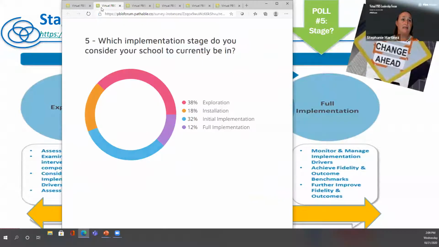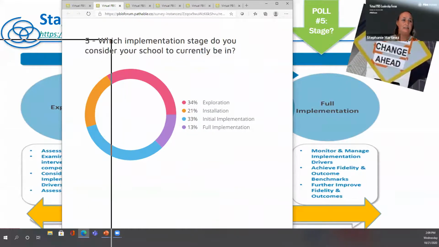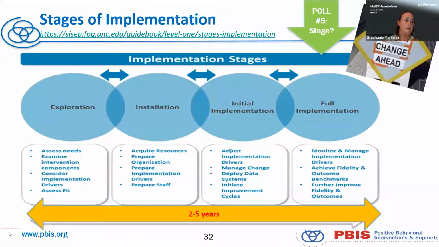Give you a couple more seconds for voting. And so Heather has brought that up. And it looks like what I expected, about 37% of you are exploring right now where you want to be, and about 20% are at that initial, 32% initial implementation. So the majority of you are just at the very beginning stages. Thank you, Heather.